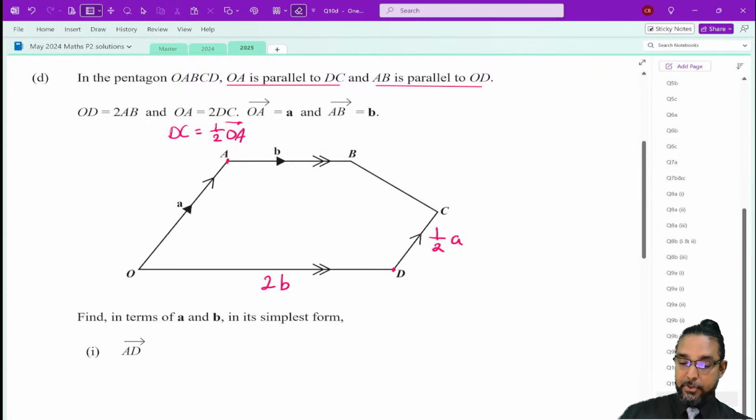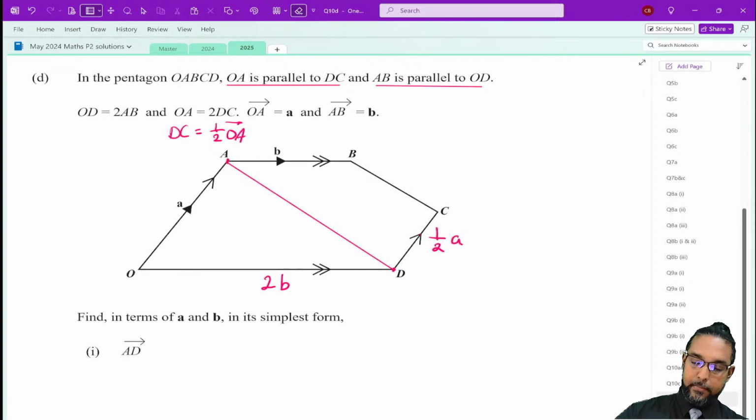Now, the shortest way to go from A to D. Sorry, that arrow should really be a solid arrow. Okay, cool.